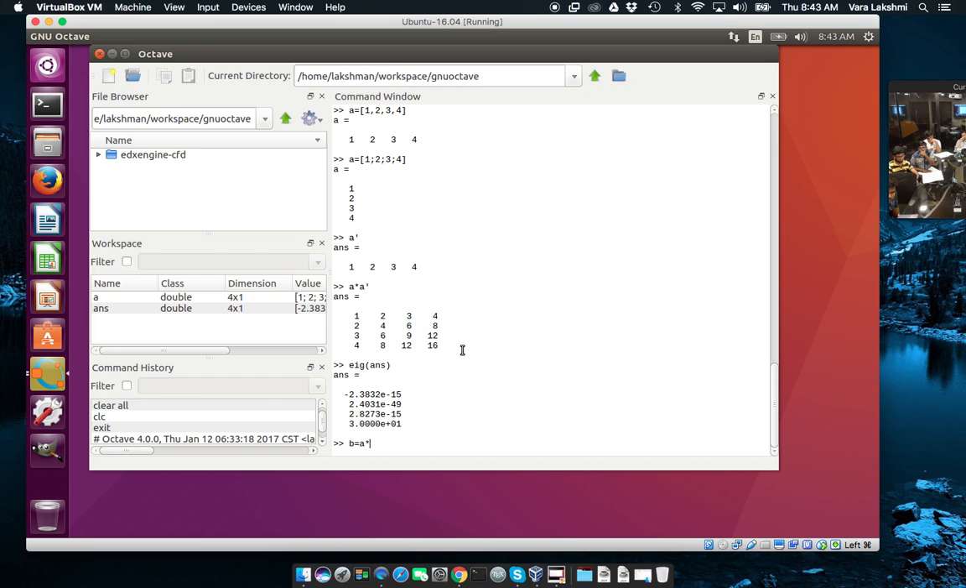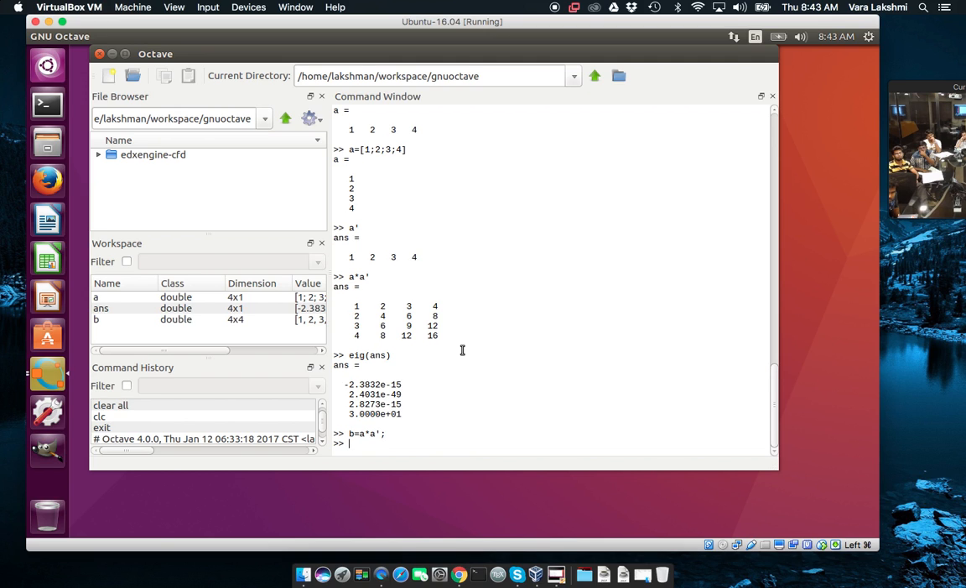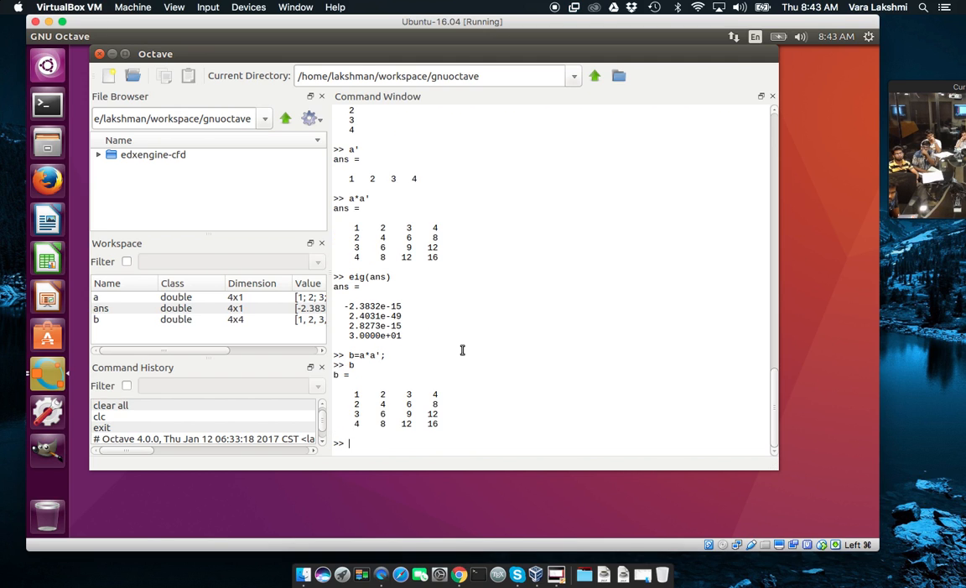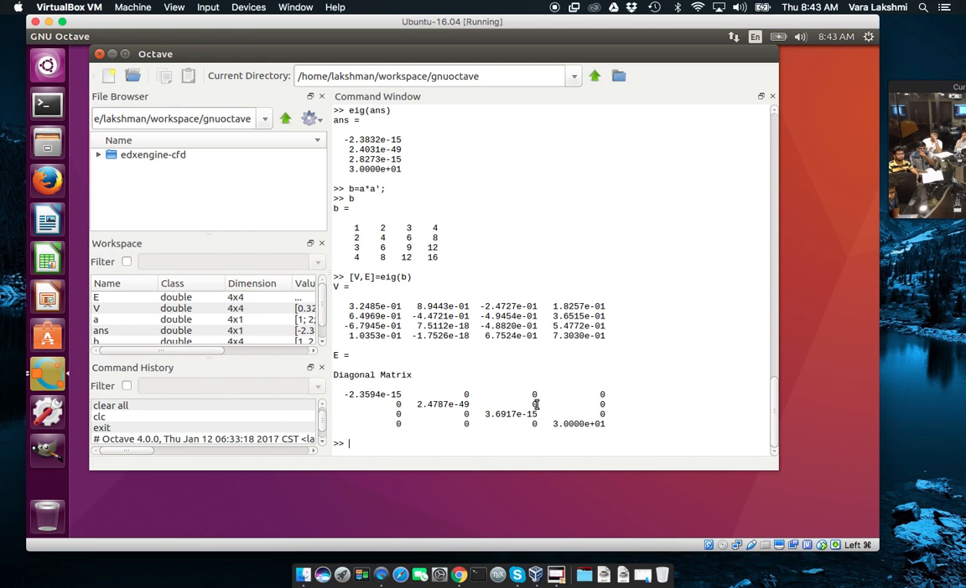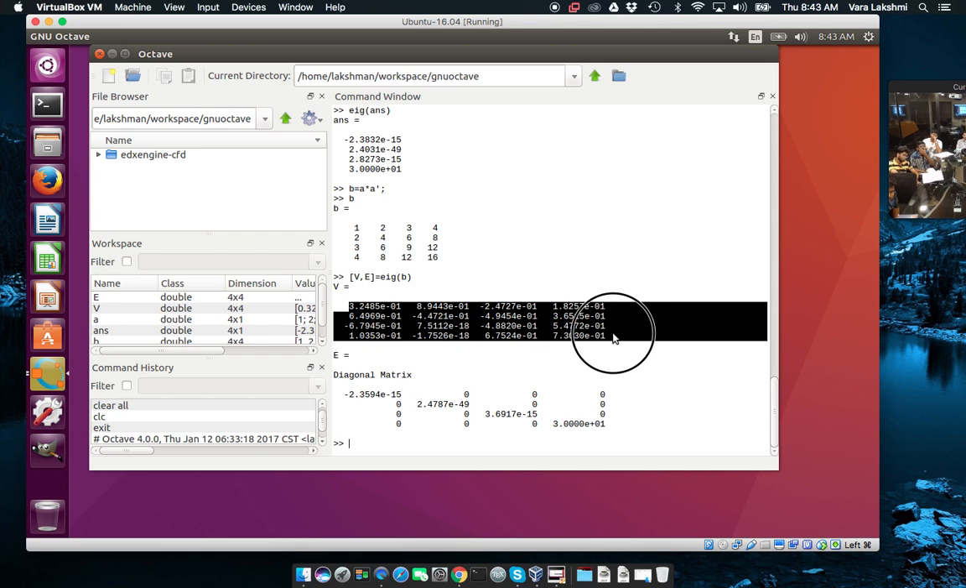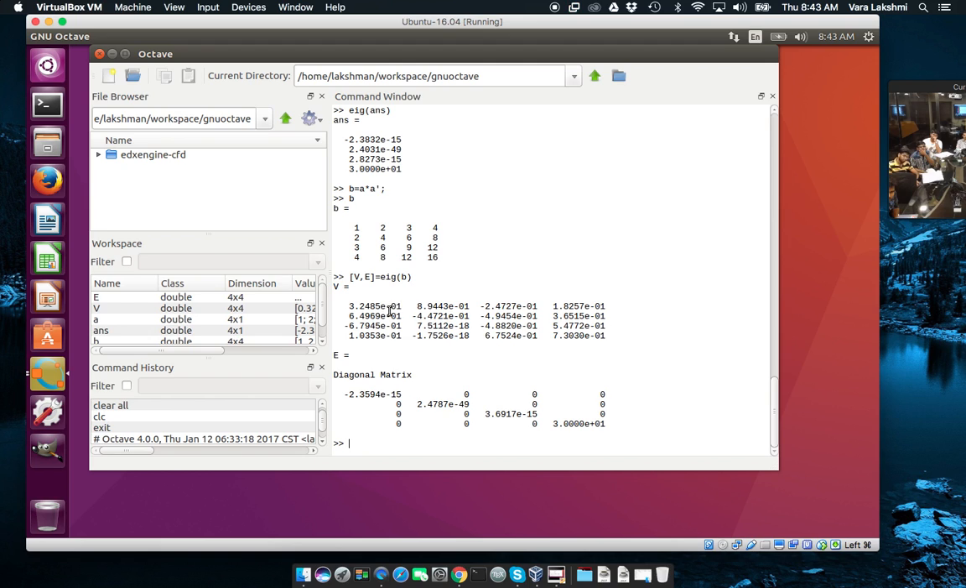B is equal to A multiplied by A transpose. I'm truncating the output by using a semicolon, so it's not printing the output. If I want to see what's stored in B, it's here. Now if I want to get the eigenvalues of B, here E gives the eigenvalues on the diagonal, and V is the eigenvector matrix. What this tells you is that each column here is an eigenvector pointing along each direction.